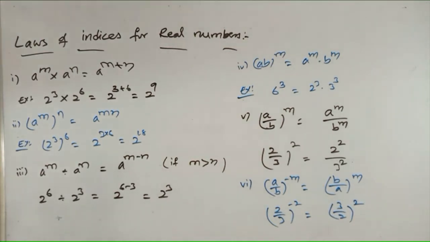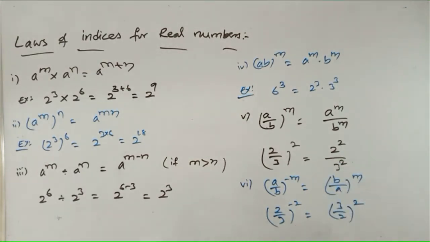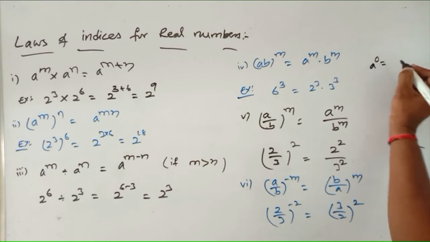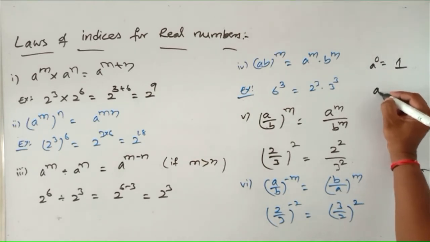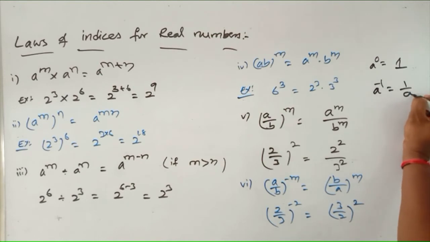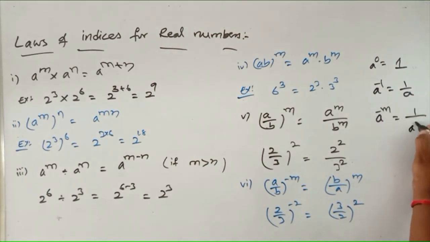So next is one more, the seventh one, a to the power of 0. For any number a, a to the power of 0 will be equal to 1. And the next is a to the power of minus 1 is equal to 1 by a, or a to the power of minus m is equal to 1 by a to the power of m. These are the laws that we will deal with in this chapter.